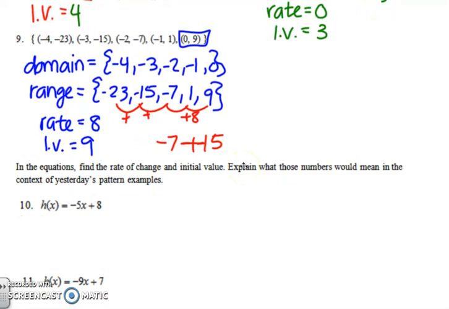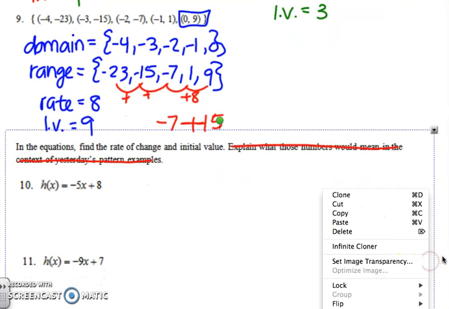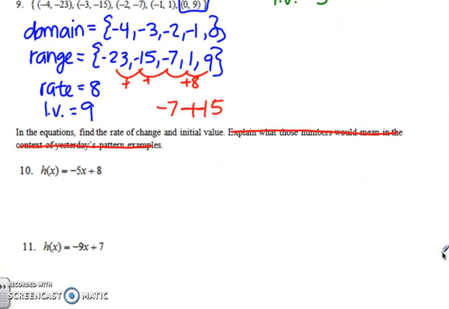Last ones. We are not going to explain that because we have not gotten to patterns yet. But you are going to find the rate of change and the initial value, and we can also do domain and range. So in an equation, these kind of look like y equals mx plus b, which is the equation of a line, which we'll get to in the future. The number in front of the x is the rate. The number on the end is the initial value.